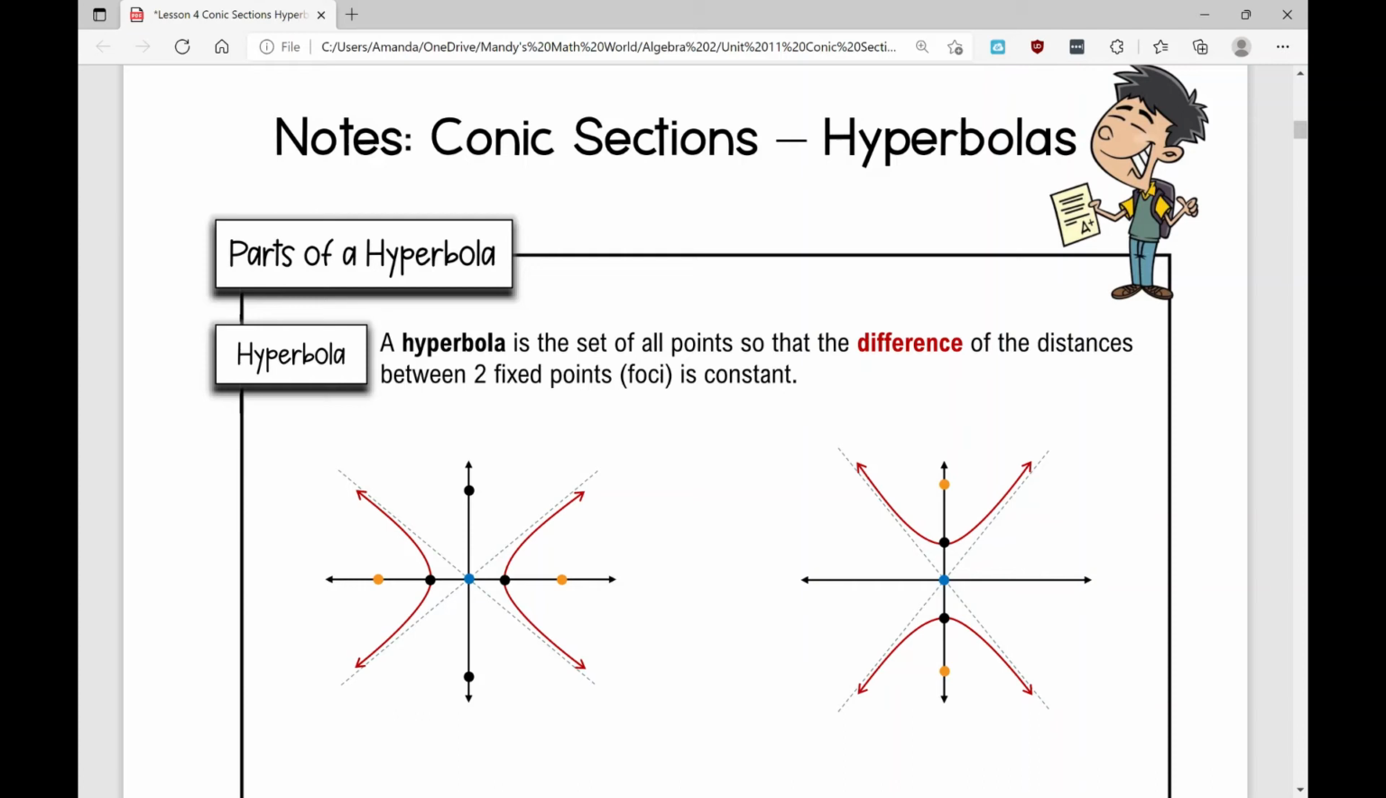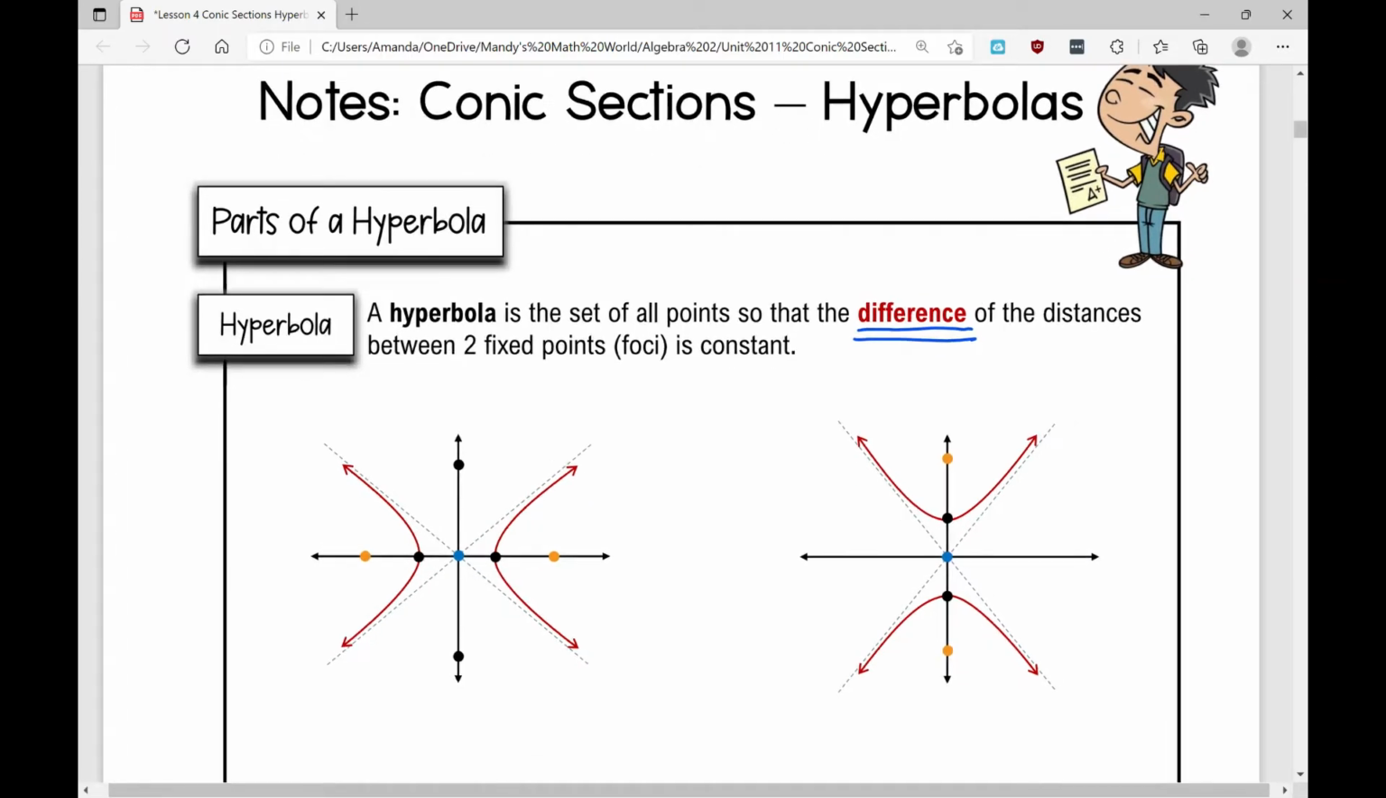In today's lesson over conic sections, we're going to talk about hyperbolas. The definition of a hyperbola is the set of all points so that the difference of the distances between two fixed points, or foci, is constant. You may recall that with an ellipse, that was the set of all points so that the sum of the distances between two fixed points is constant. Well, in a hyperbola, it's the difference.